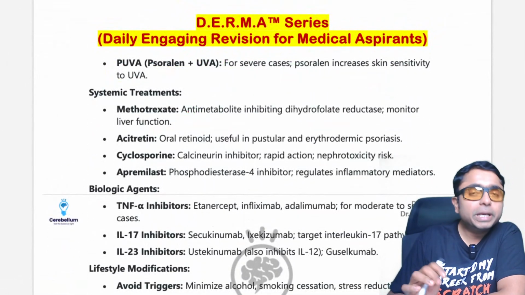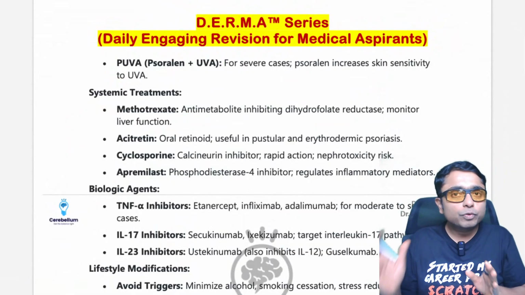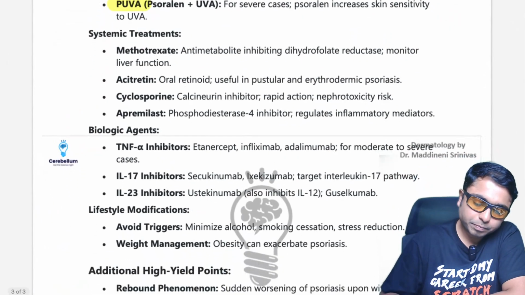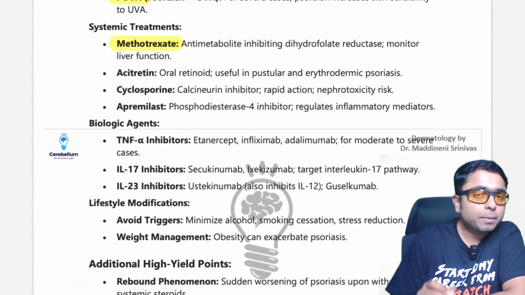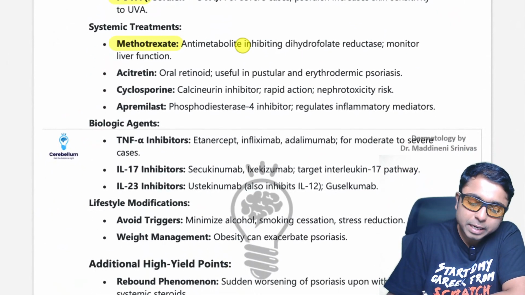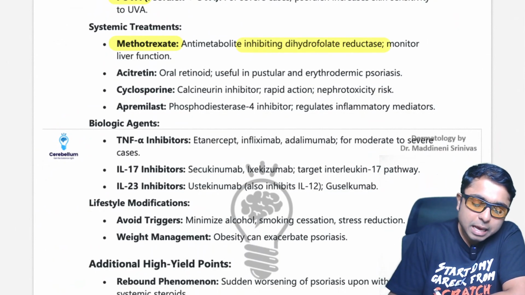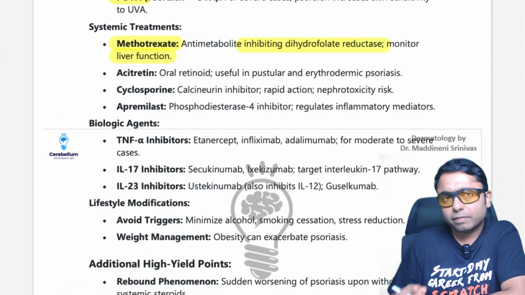Next is the combination of psoralen with ultraviolet A radiation. We call it PUVA therapy. In the systemic, you can remember methotrexate. Basically, it is an antimetabolite. It inhibits the DHFR, dihydrofolate reductase. And we have to monitor the liver function test.